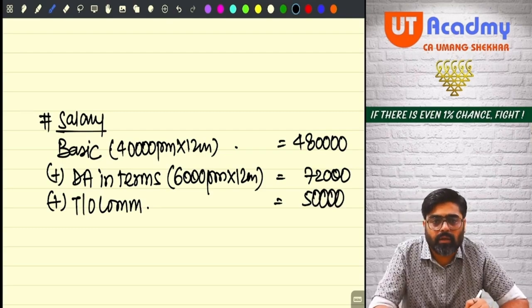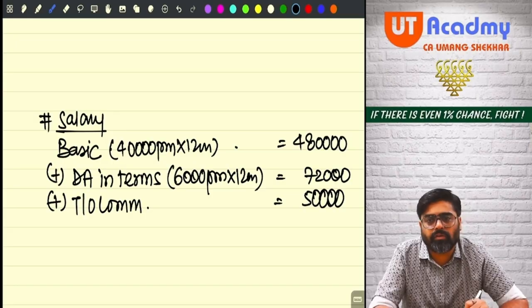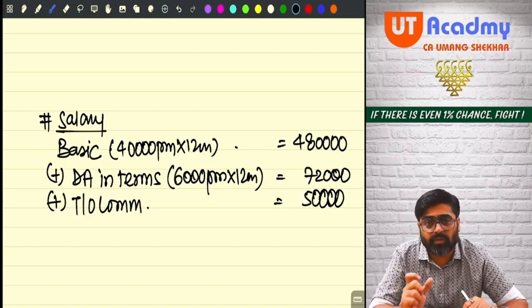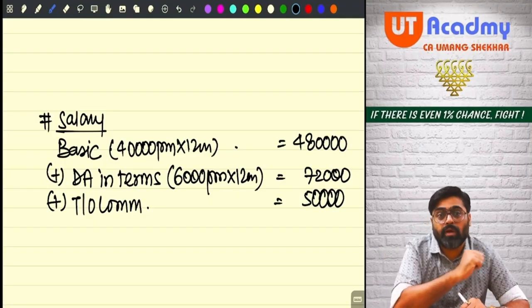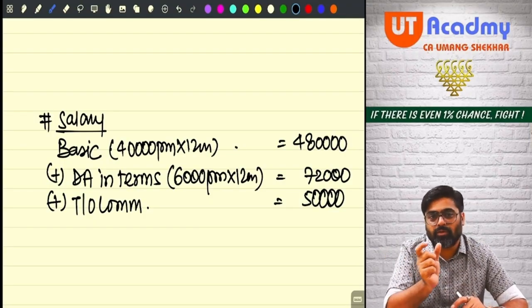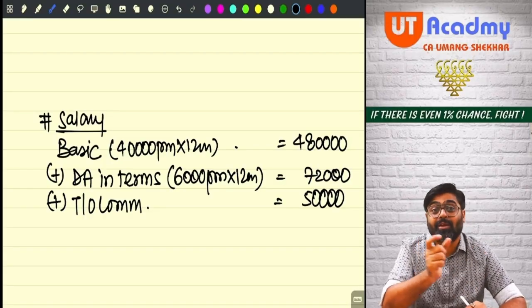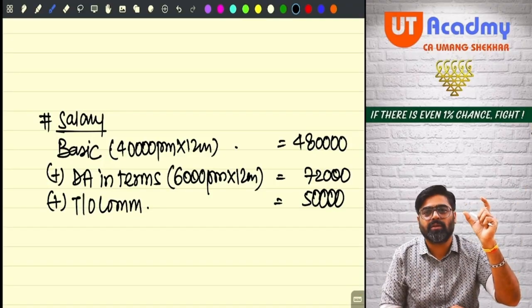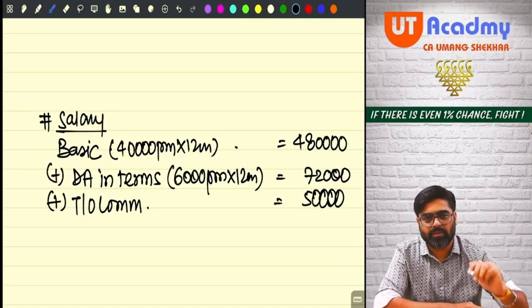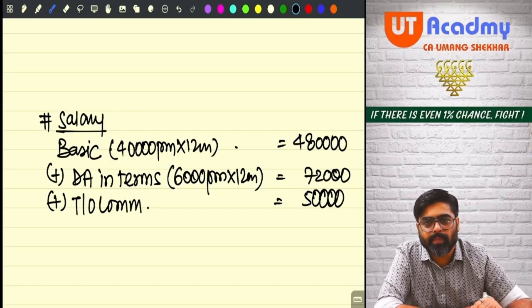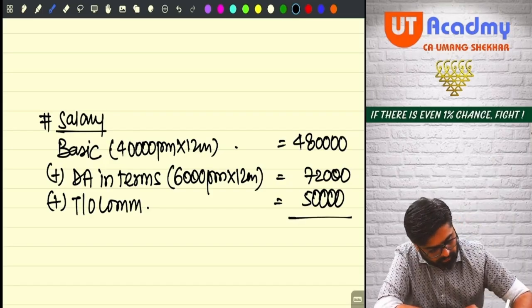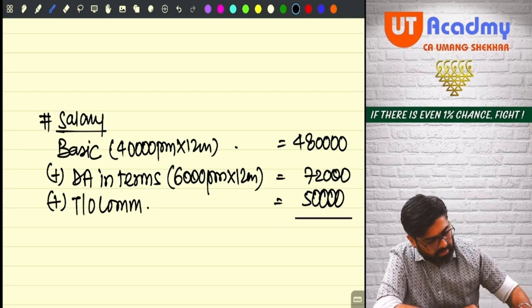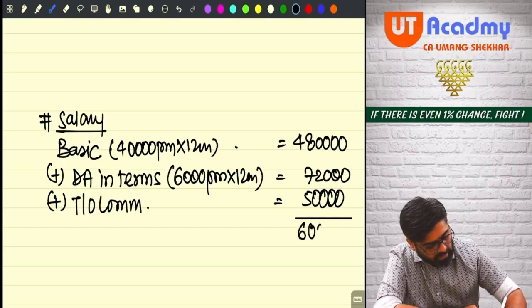Is 50,000 turnover commission or fixed commission? I will assume it is turnover, because if it were fixed, a per month amount would have been given, like 5,000 received on a regular basis. And if they are saying per annum, for the full year the commission is this much. It might be turnover commission. So now what is the total? 4,80,000 plus 72,000 plus 50,000 is 6,02,000.